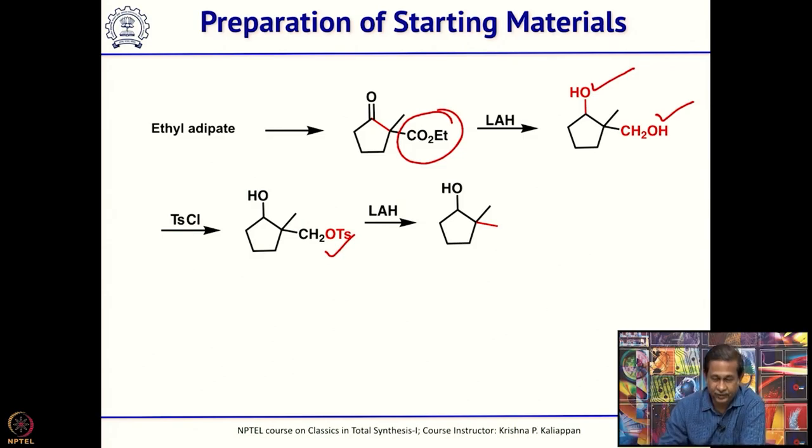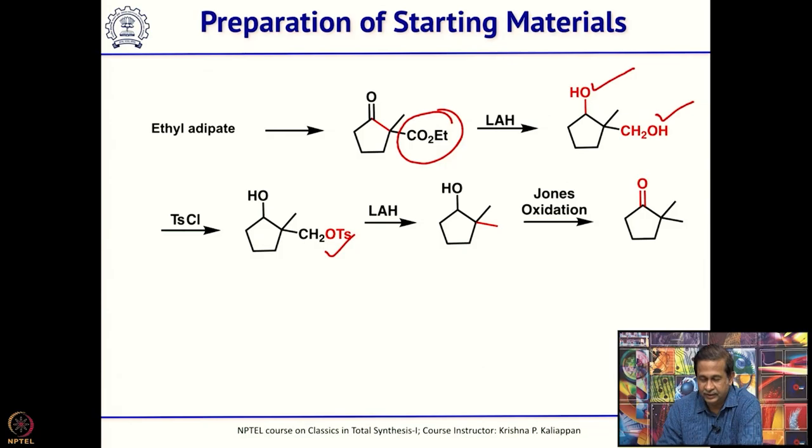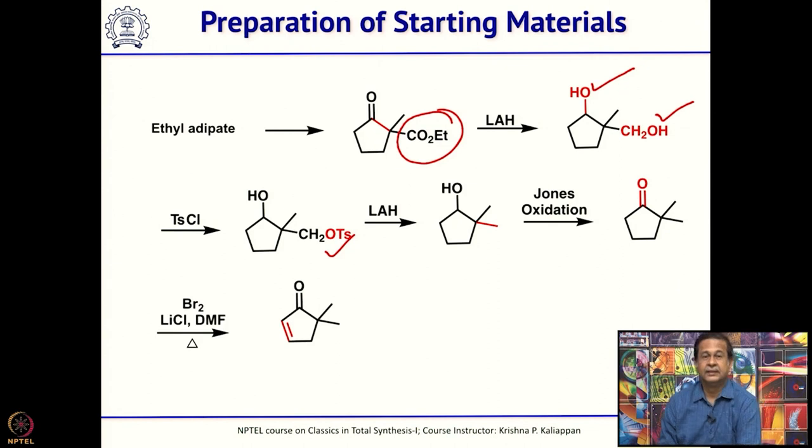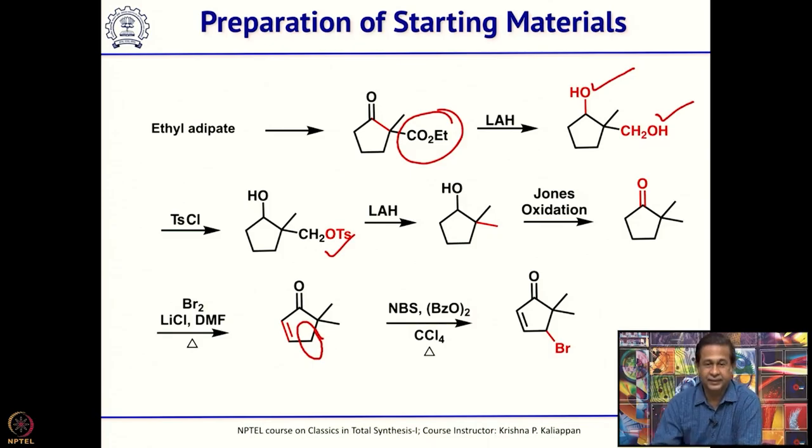What you need is to oxidize the hydroxyl group, introduce the double bond and also introduce the bromine. So simple oxidation, a Jones oxidation, of course one can use other oxidizing agents. Then treat with bromine in the presence of lithium chloride and DMF, and heated, bromination followed by dehydrobromination takes place. That is how you introduce the double bond. Having introduced the double bond, now you need one leaving group at this position. That can be done under peroxide conditions, NBS and the peroxide, you can easily introduce this bond.